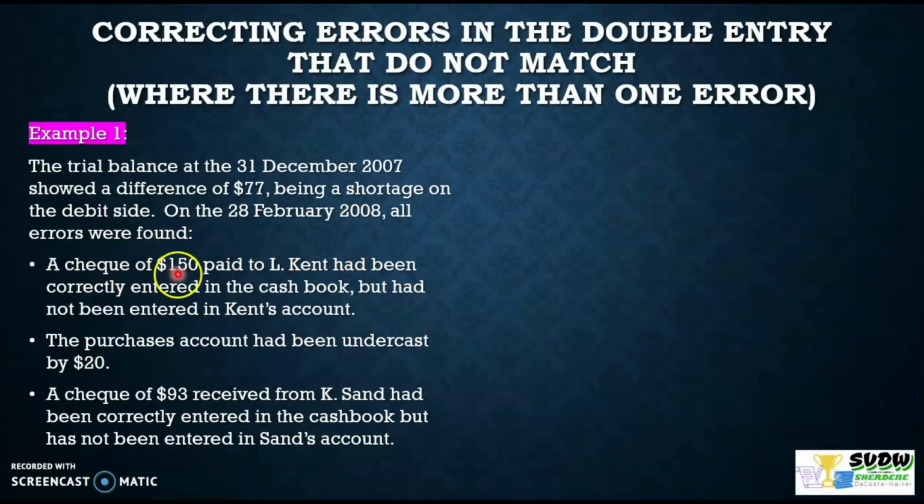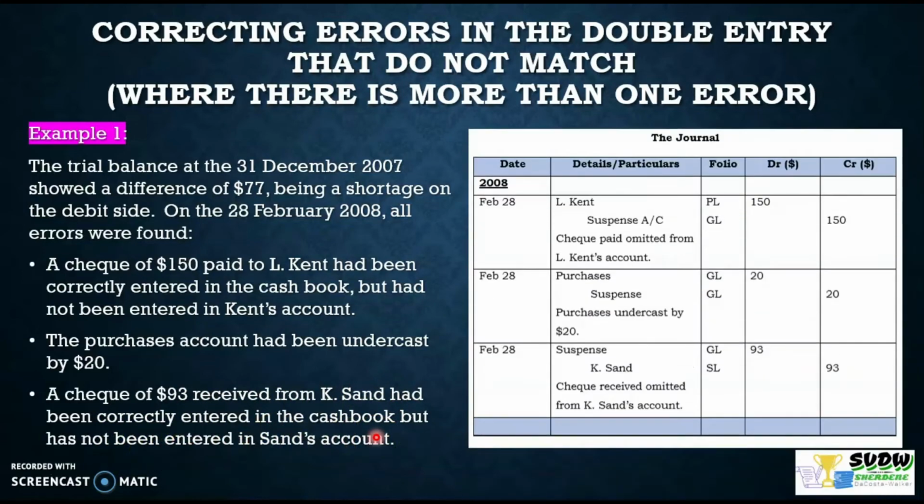A check of $150 paid to Elken had been correctly entered in the cash book but had not been entered into Ken's account. The purchase account had been undercast by $20. A check of $93 received from K-San had been correctly entered in the cash book but has not been entered in San's account. So let's look at the journal entry.